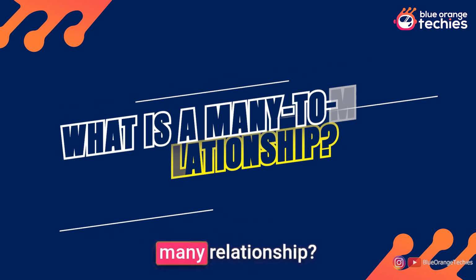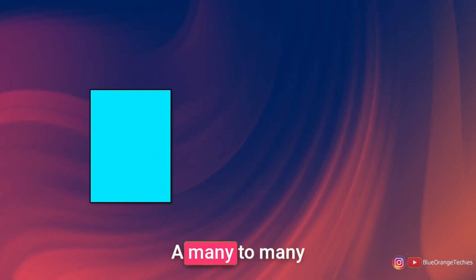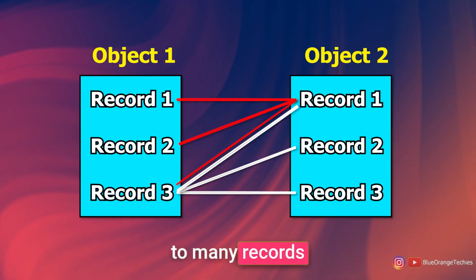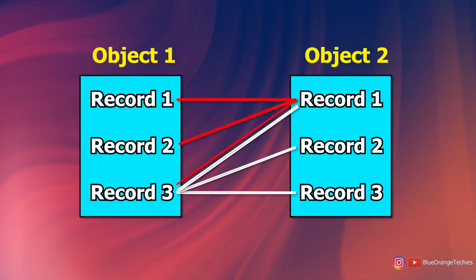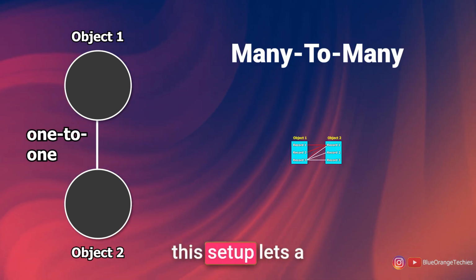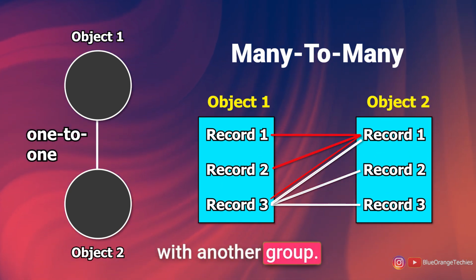What is a many-to-many relationship? A many-to-many relationship allows many records in one object to relate to many records in another object. Unlike simpler relationships that link one record to another, this setup lets a whole group connect with another group.